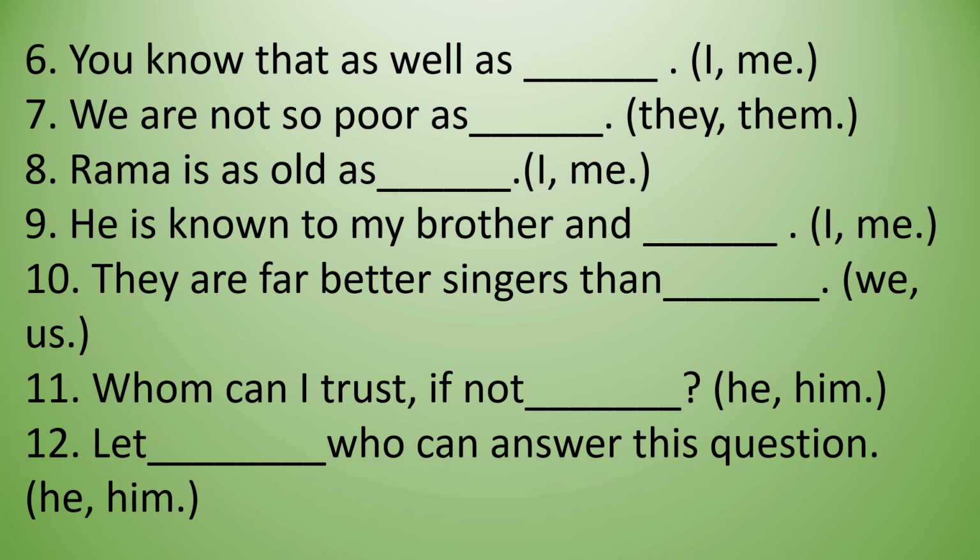Ninth, he is known to my brother and dash, in bracket I or me. 10th, they are far better singers than dash, in bracket we or us. 11th, whom can I trust if not dash, question mark, in bracket he or him. 12th, let dash who can answer this question, he or him.